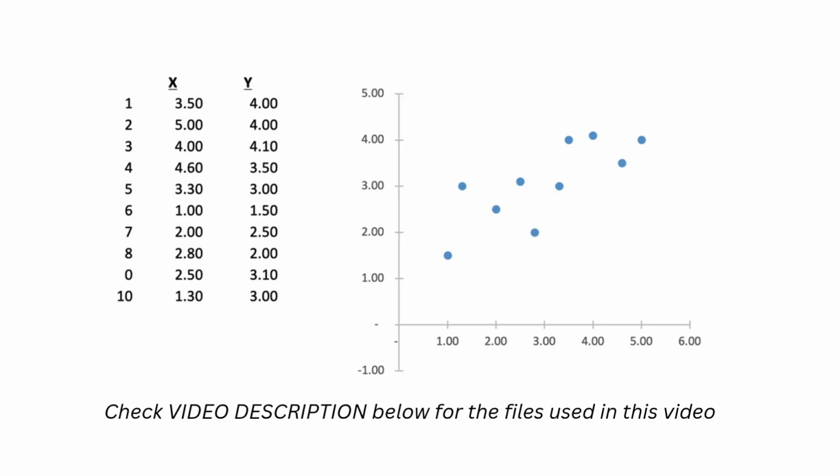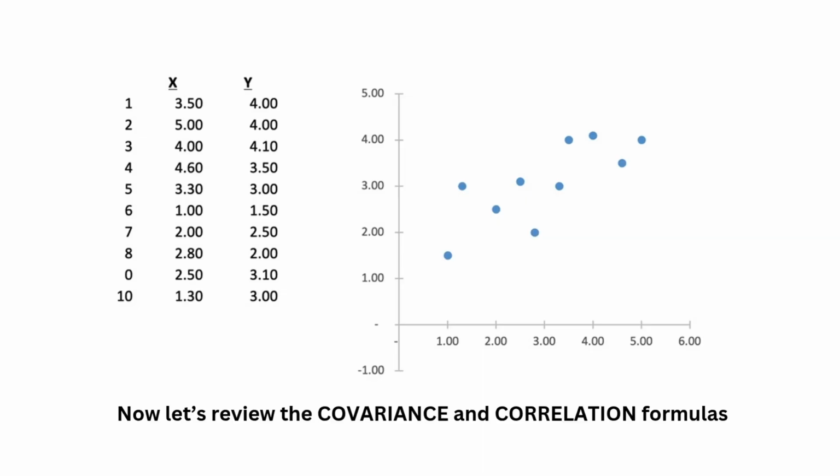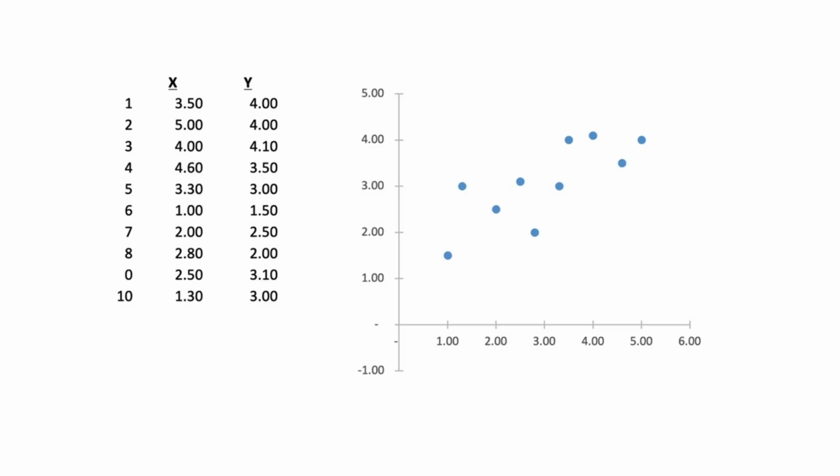Now let's work with our old example, x versus y, plotted also below. And you can check out the video description for the files. So here's the scatter plot. Now we're going to talk about covariance and then talk about correlations. Let's compute the covariance first.